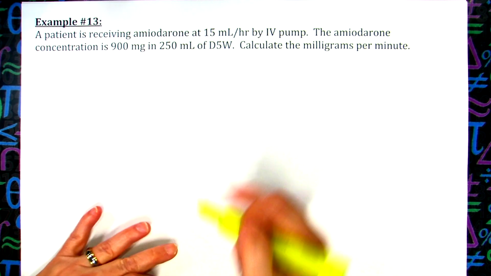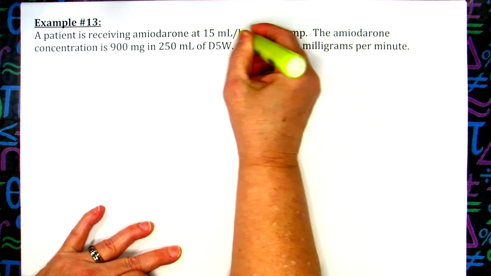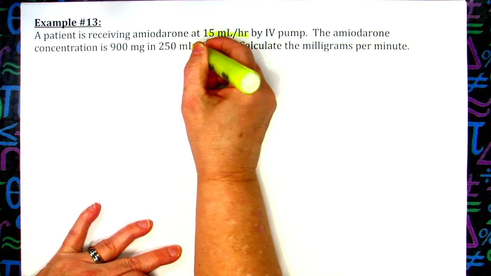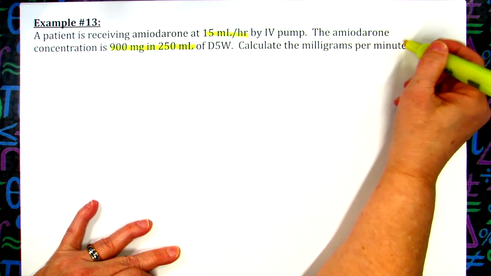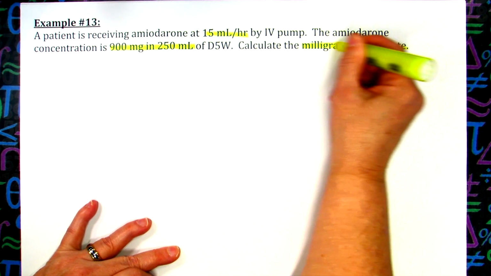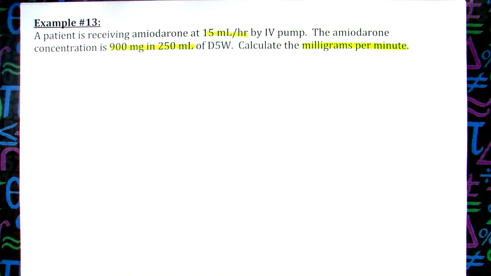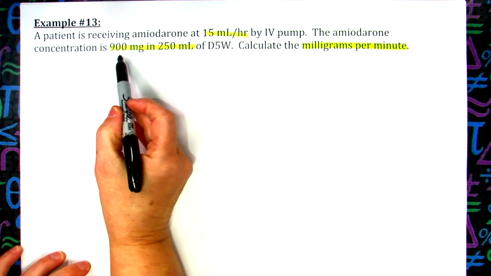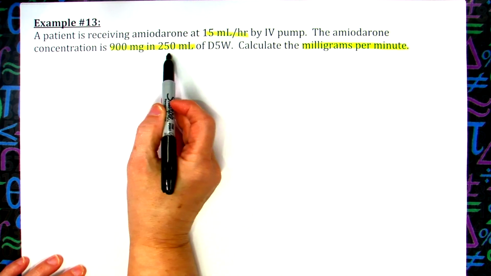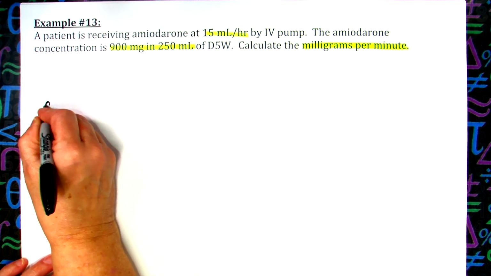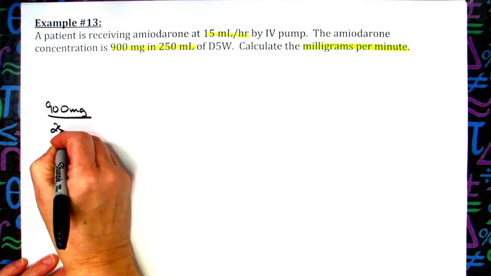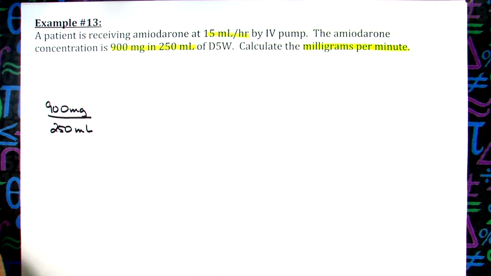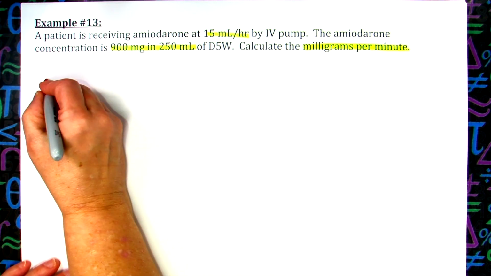Okay, so let's go ahead and highlight. We've got the 15 milliliters per hour. The concentration is 900 milligrams in 250 milliliters. And let's go ahead and highlight what we need to find, milligrams per minute. Okay, so I'm going to start with my available concentration. That's 900 milligrams in 250 milliliters. So I'm going to have 900 milligrams, 250 milliliters, and that is my available concentration.